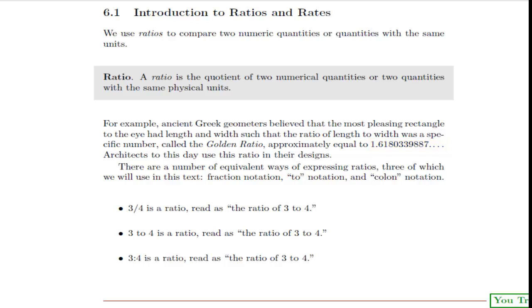There are a number of equivalent ways of expressing ratios, 3 of which we will use in this text: fraction notation, 2 notation, and colon notation. 3/4 is a ratio, read as the ratio of 3 to 4. 3:4 is a ratio, read as the ratio of 3 to 4.